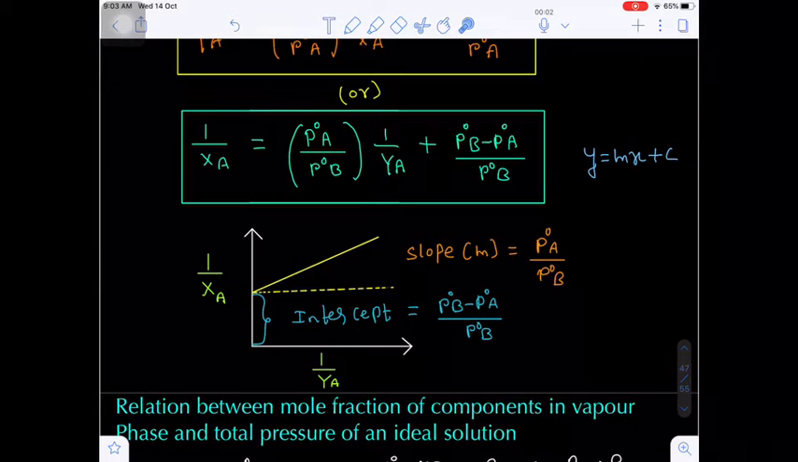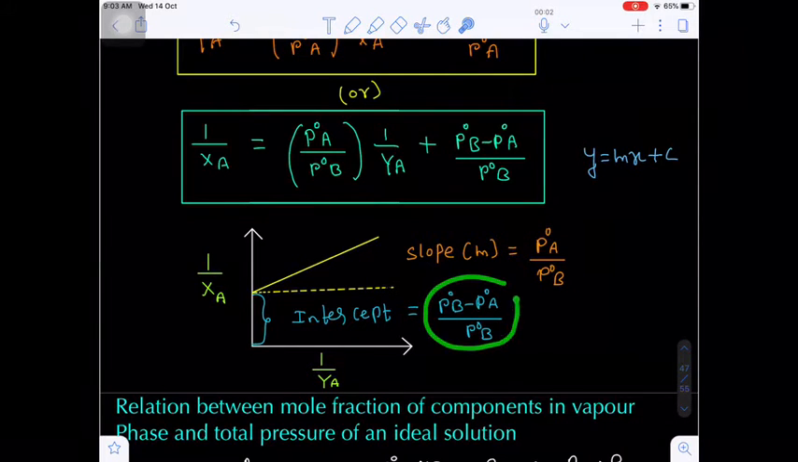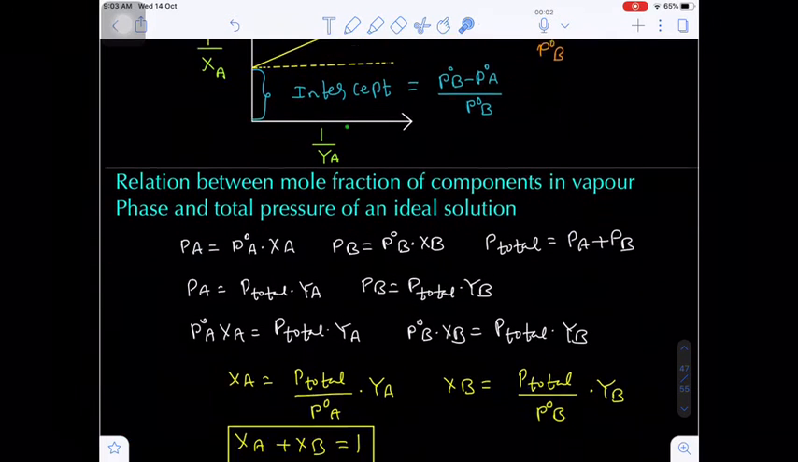So this is an objective question. Remember, in the question, if they give on y-axis 1 upon Xa, on x-axis 1 upon Ya plotted, then what will be the slope of the straight line? That will be P naught A upon P naught B, and what will be the intercept on the y-axis? That will be P naught B minus P naught A upon P naught B.